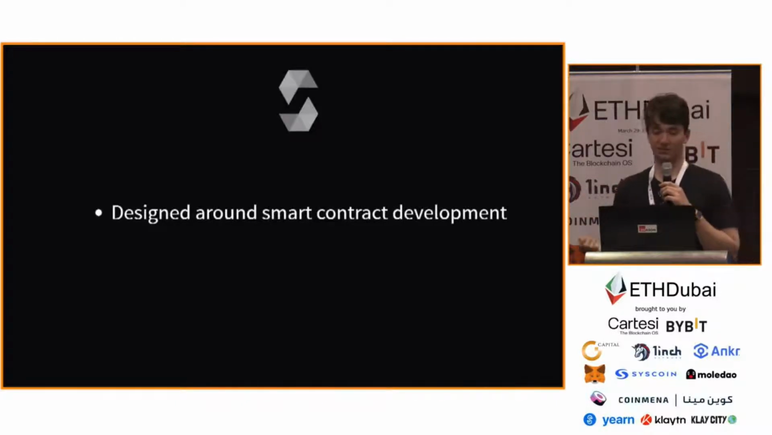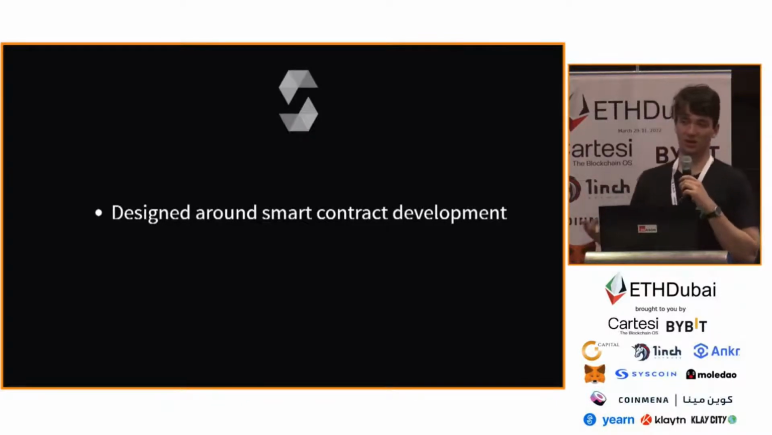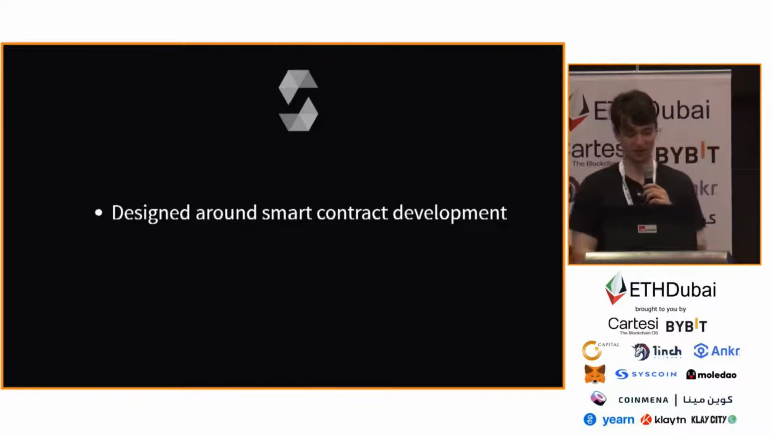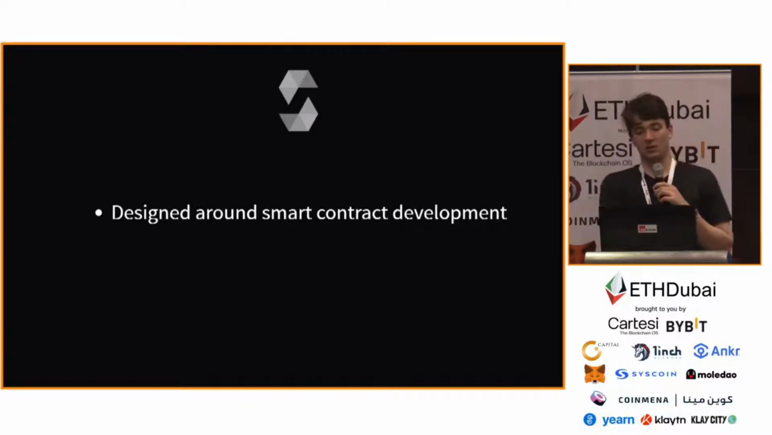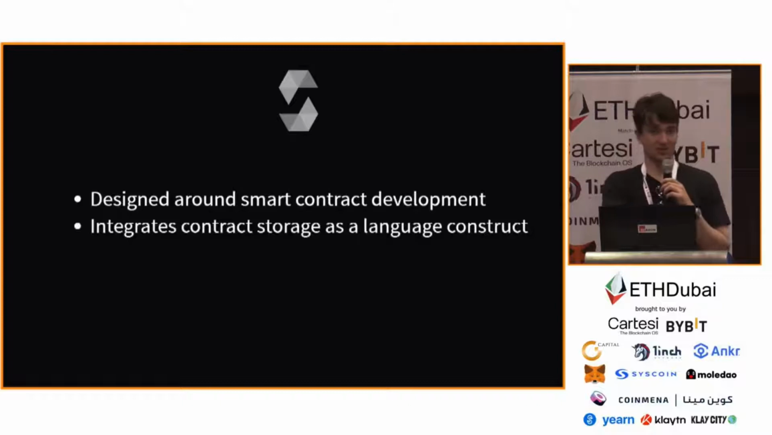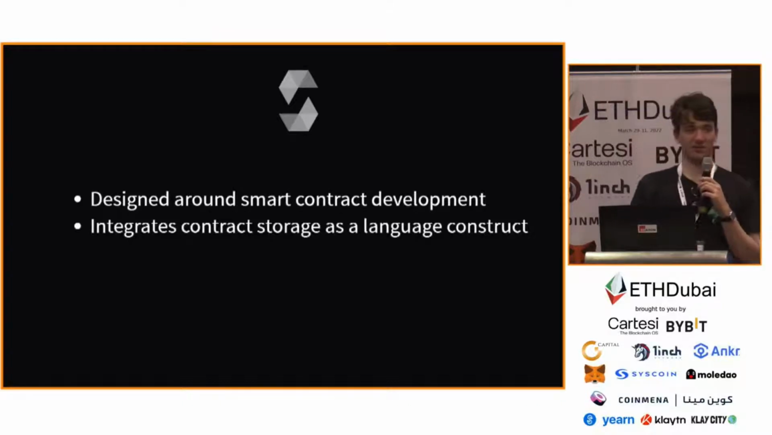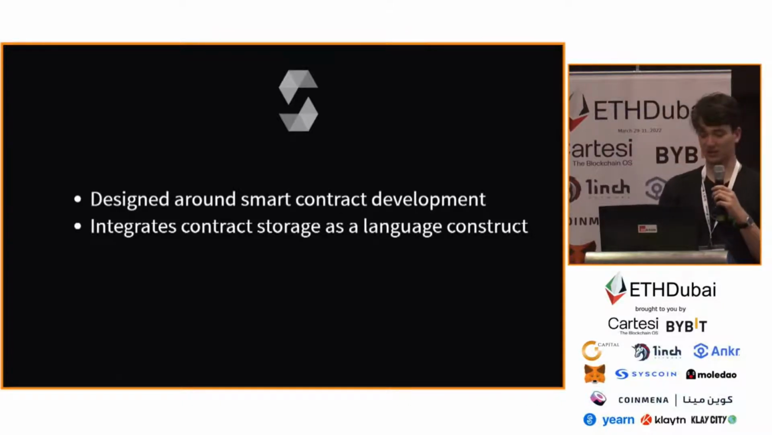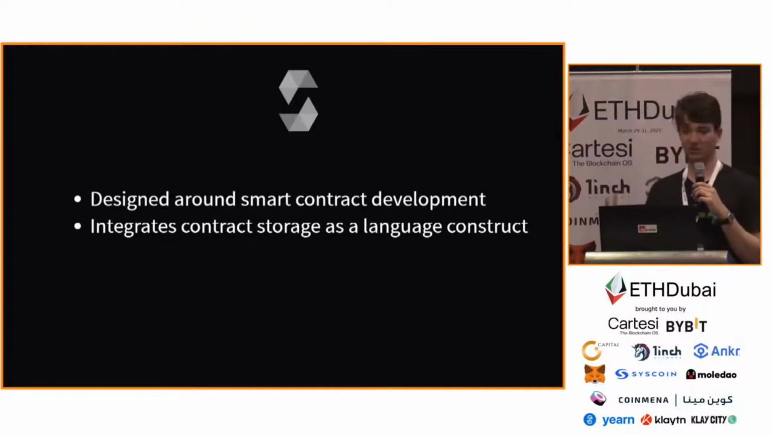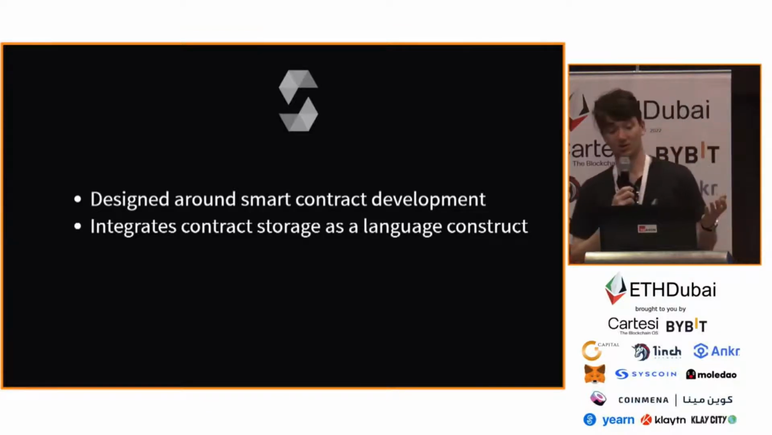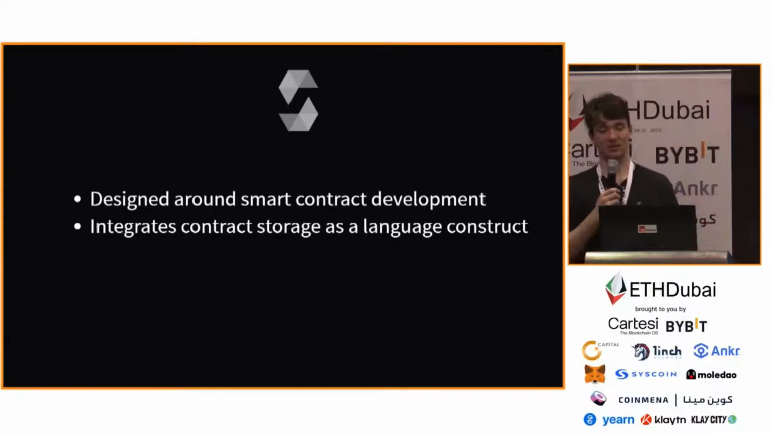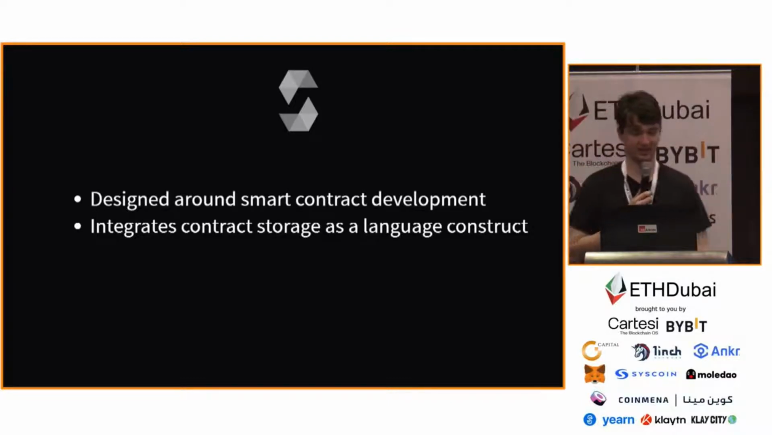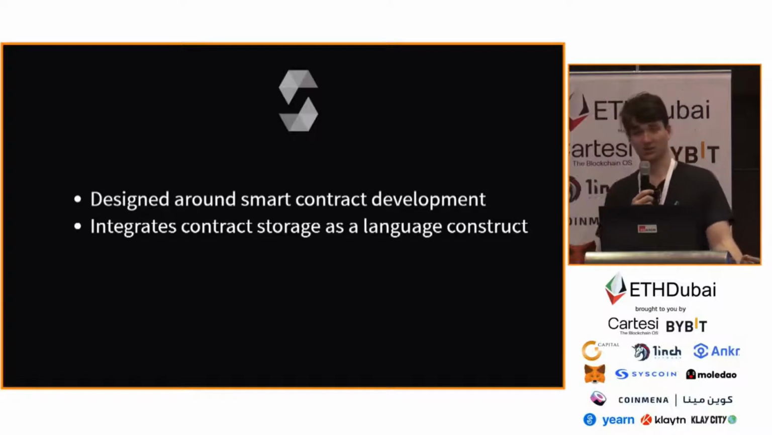So what did we take from Solidity? Well, our language is designed primarily around smart contract development. We integrate contract storage as a built-in language construct. With a lot of other Rust-based smart contract languages, you'll see storage access or other contract primitives as library functionality or as syntactic sugar or something like that. We have contract storage as a first-class language construct, but we try to do it a little bit safer than Solidity.